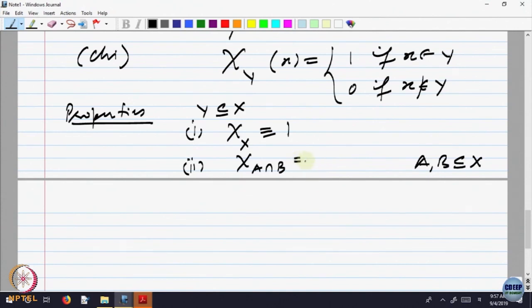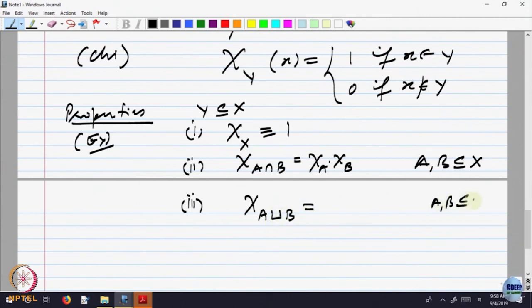I leave these as simple exercises. You try to prove it: that is chi of A multiplied with chi of B. And third, chi of A union B. This square kind of union means A and B are subsets of X, and A intersection B is empty. Okay, they are disjoint sets. Then this is chi of A plus chi of B. Very nice properties of such a simple function.